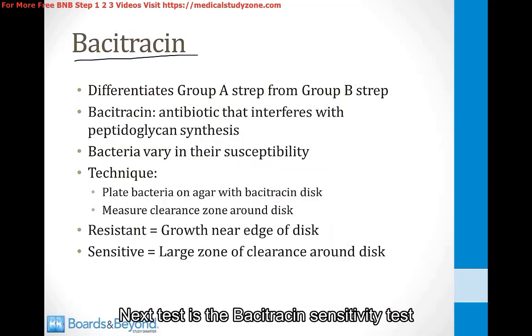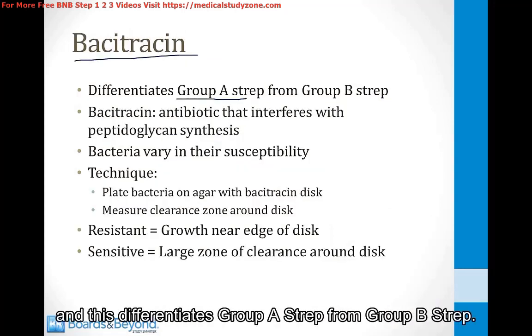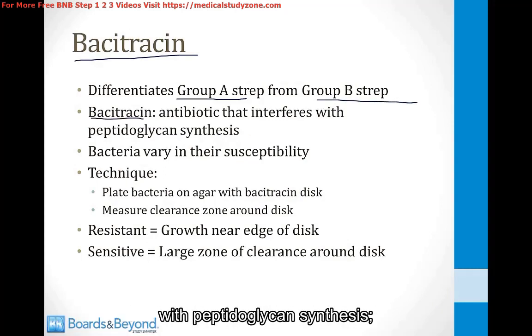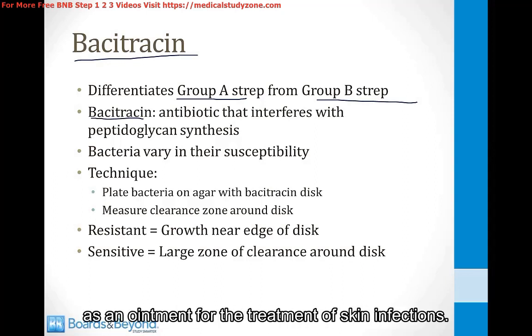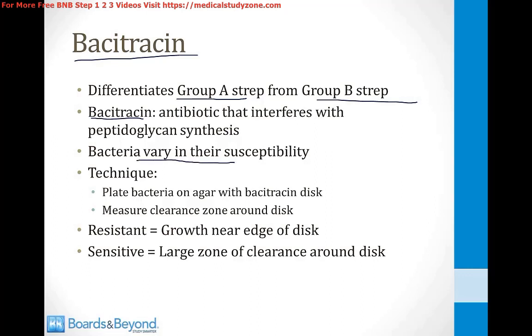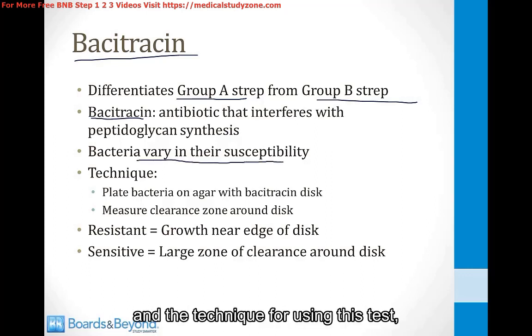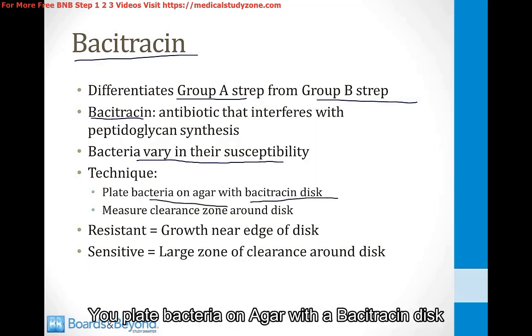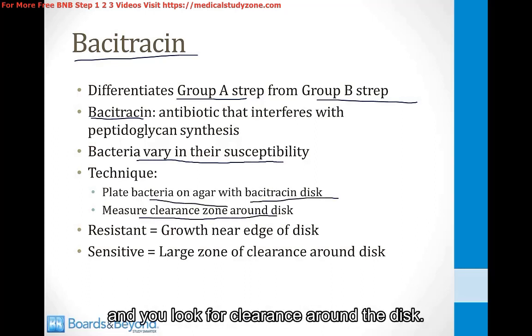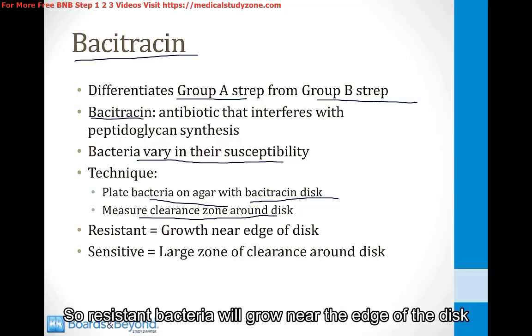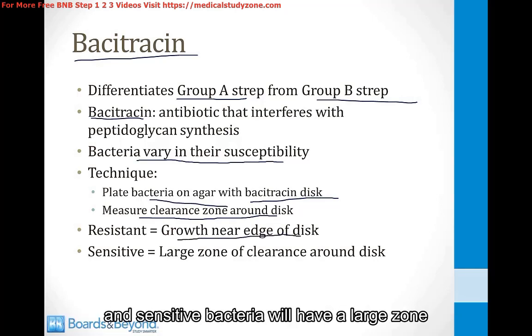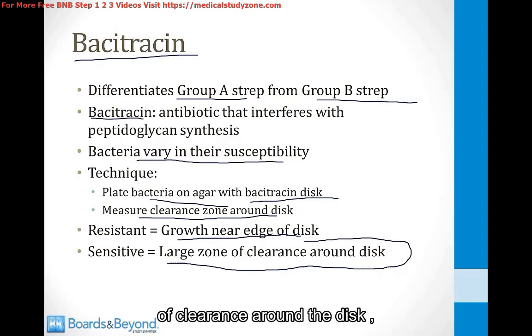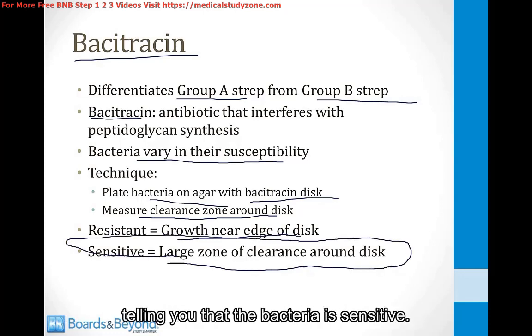Next test is the bacitracin sensitivity test, and this differentiates group A strep from group B strep. Bacitracin is an antibiotic that interferes with peptidoglycan synthesis, and you may know that you can buy it as an ointment for the treatment of skin infections. Bacteria vary in their susceptibility, and the technique for using this test is the same as what we talked about before. You plate bacteria on agar with a bacitracin disc, and you look for clearance around the disc. So resistant bacteria will grow near the edge of the disc, and sensitive bacteria will have a large zone of clearance around the disc, telling you that the bacteria is sensitive.